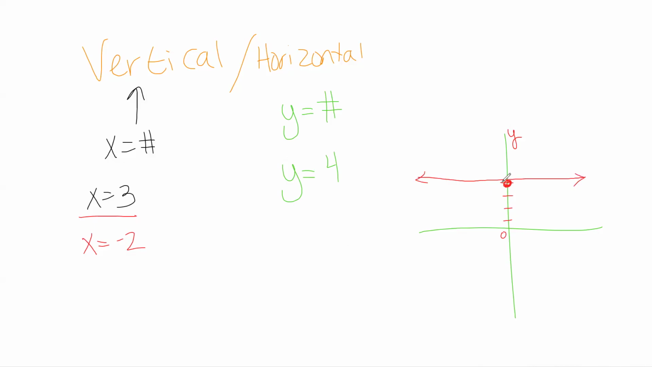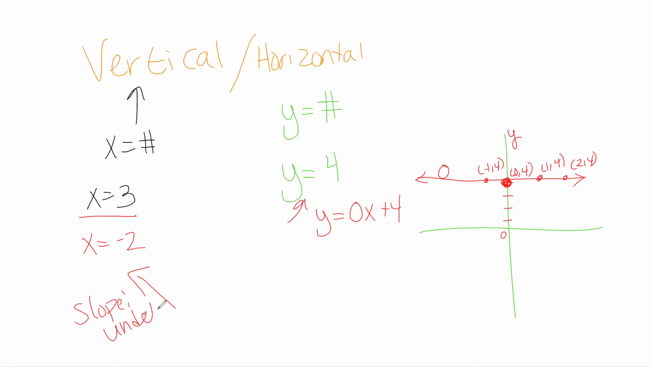Still arrows, because if you think about it, that point is over 0, up 4. Here's (1, 4). Here's (2, 4). Here's (-1, 4). Every point on this horizontal line has a y value of 4. Technically, this has slope 0 because we could write this one as y equals 0x plus 4. The vertical lines have slope undefined. They don't have a slope, technically.